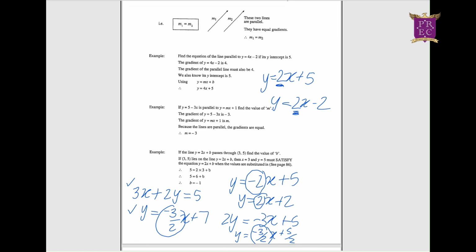And those are our concepts for sets 14 to 17. We'll go through the questions in the next video.